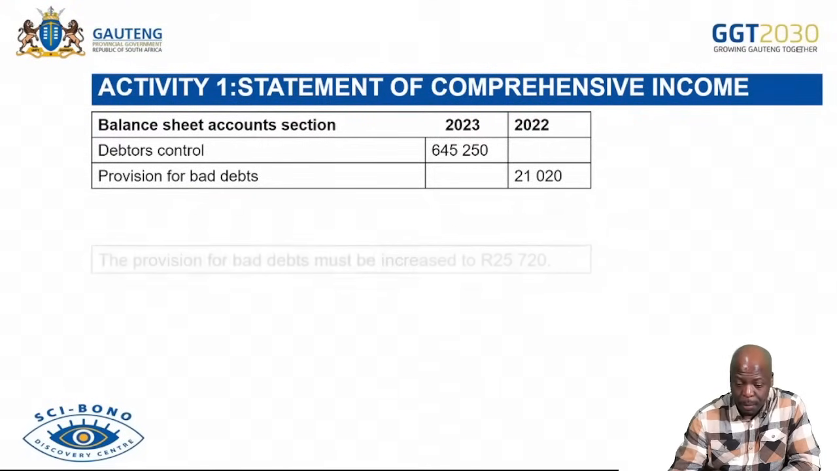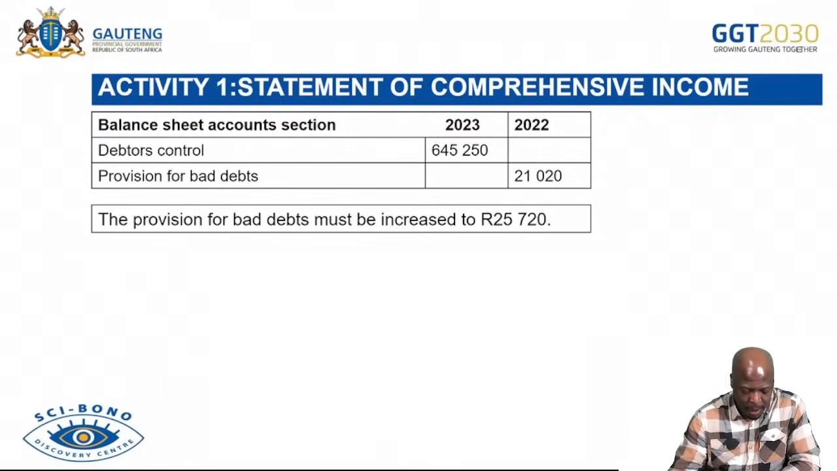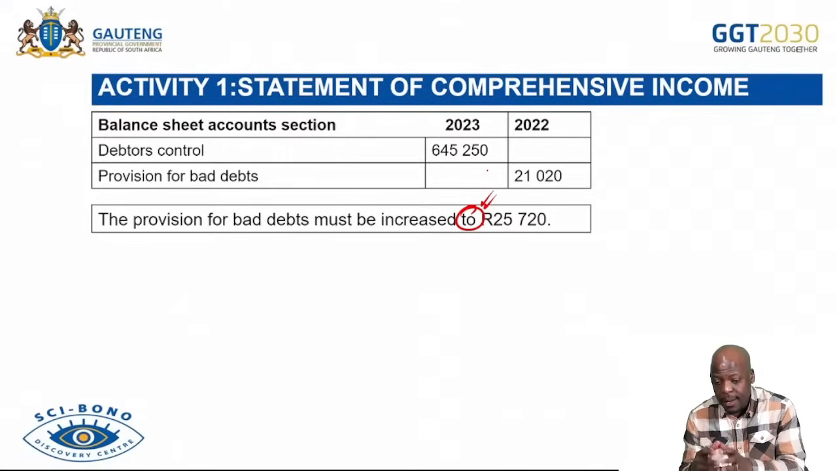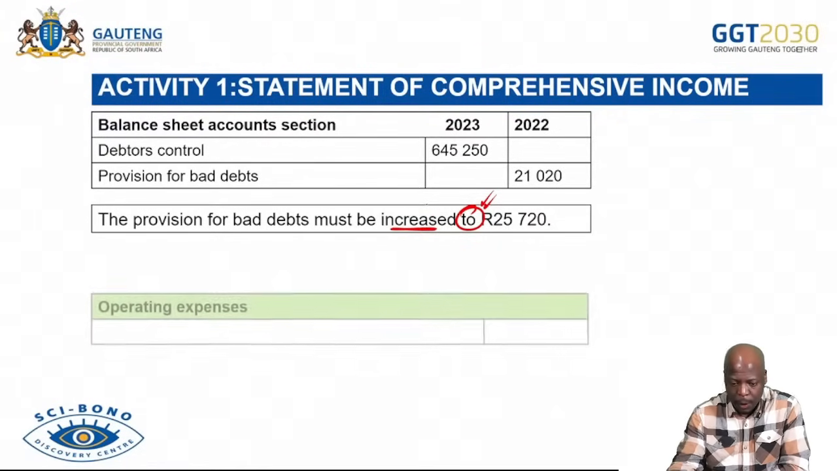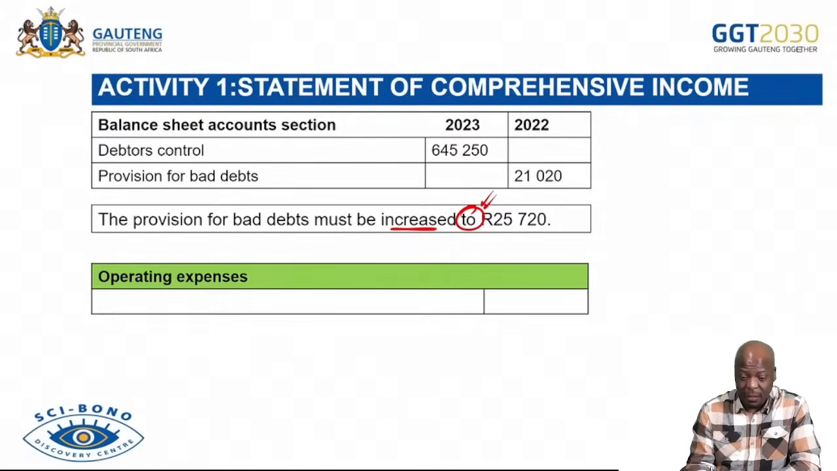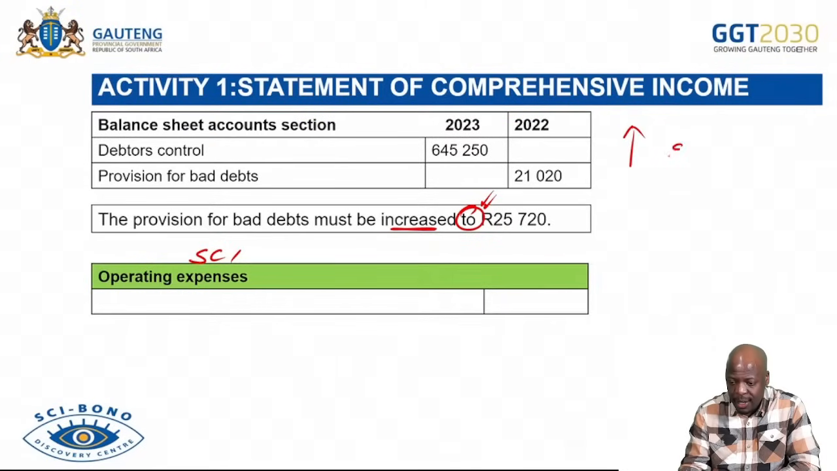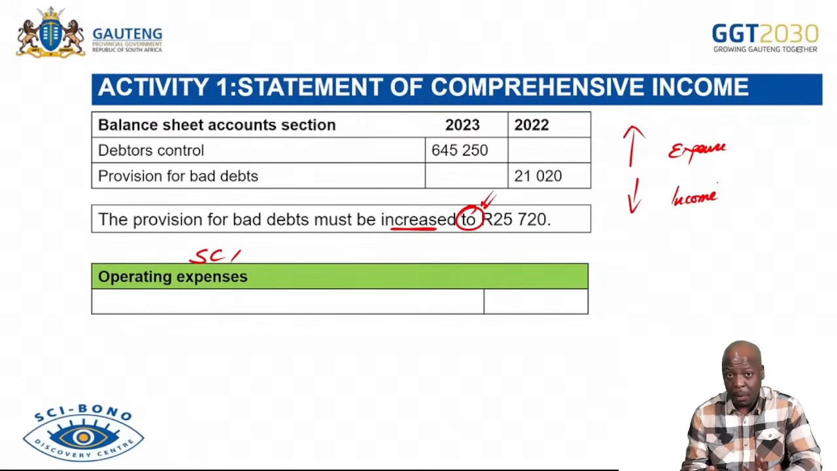The next one then says provision for bad debts. All right, and it says provision for bad debts must be increased to. Okay, so this here becomes our key now. Increased to. Already we know that we have an increase here. Okay, so let's start. In the statement of comprehensive income, once we see the word increase, we know that an increase is an expense, yet a decrease is income.